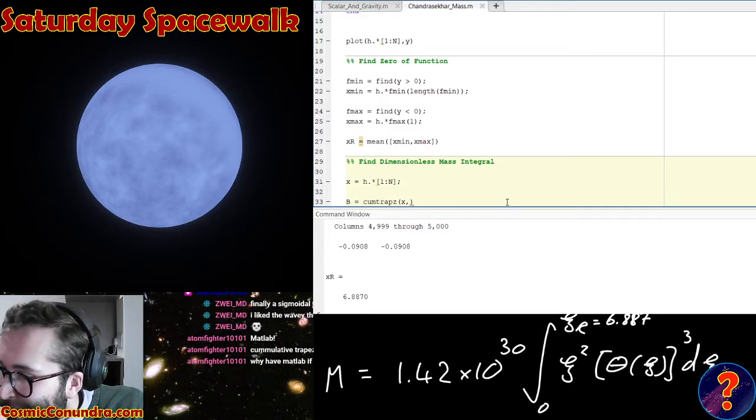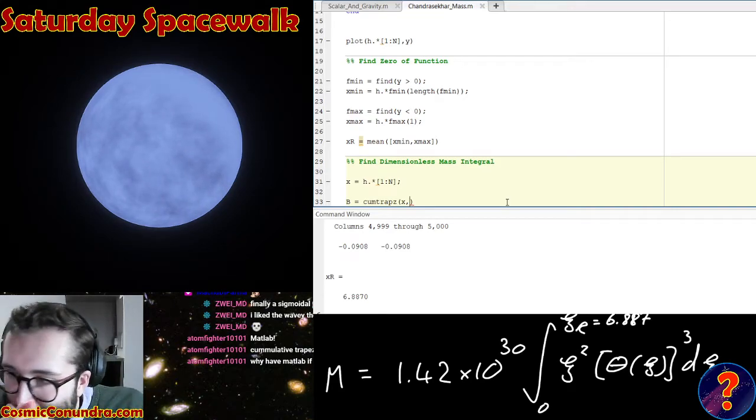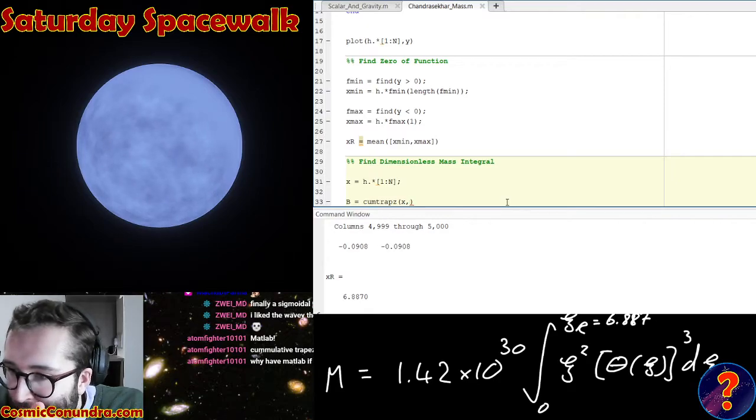So we're doing the cumulative sum of these trapezoids. And we're integrating. Now again, remember we're switching. When I write y, I mean theta. When I write x, I mean psi.